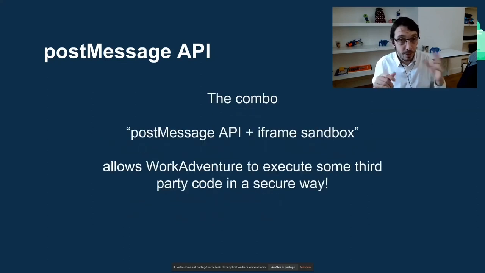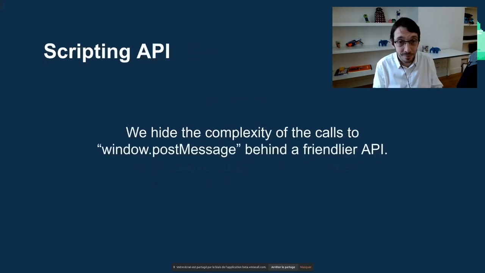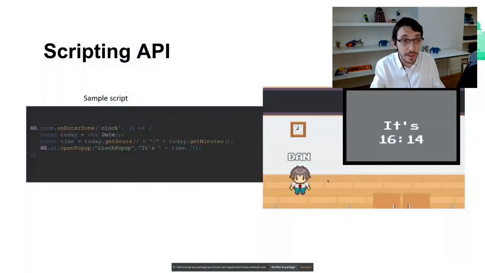So what you can remember from this is that if you use the PostMessage API plus an iframe that is sandboxed, you can actually run third-party code that is coming from someone else in your application, in a secure way, and without the code risking to have too many impacts on your application. So what we did after was hiding the complexity of window.postMessage behind a friendly API, and the result is this.